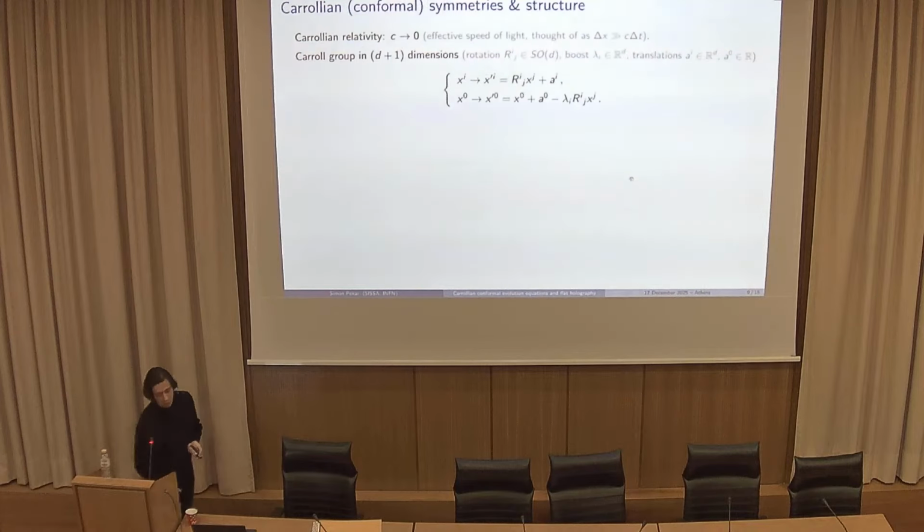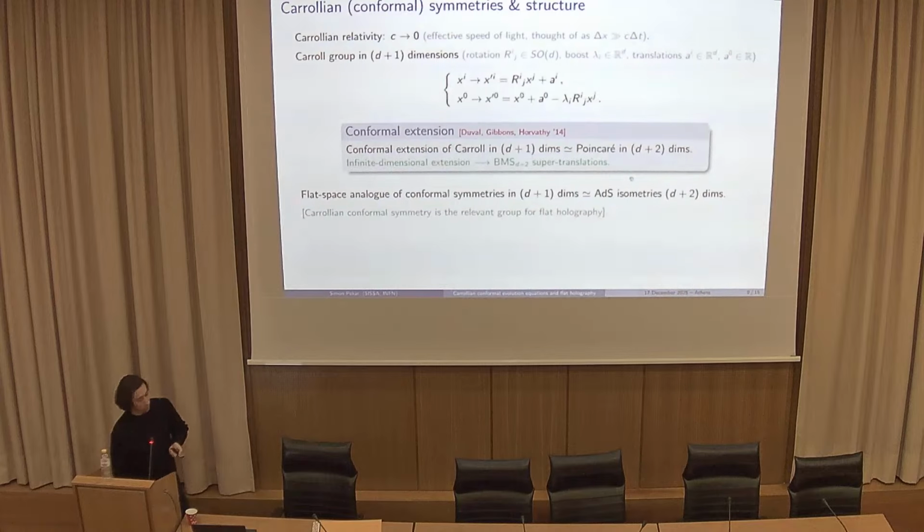Very good. So now let me finally define for you what is Carrollian relativity. So it can be thought of sending the effective speed of light of your system to 0, and the symmetries that act on your manifold at this stage are the usual SO(d) rotations, translations in space and time, and a new type of transformation that is called the Carroll boost, and which affects only time and not space. This is the dual to the Galilean boost, which affects only space and not time.